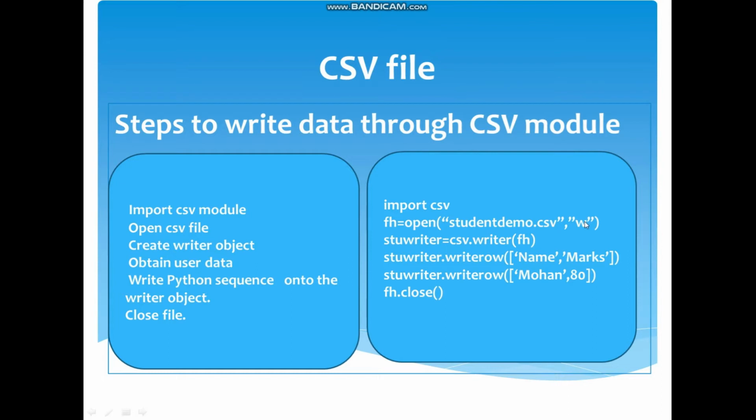The next step: this file area is created. After the file area is created, we first want a writer object, meaning a CSV writer object. So create the writer object, and how we do that is, this is the name of the object we are creating for writing: stu_writer is equal to csv.writer function, and we are passing fh.